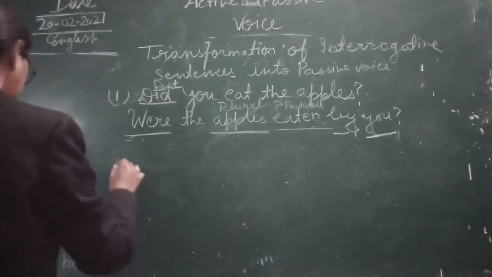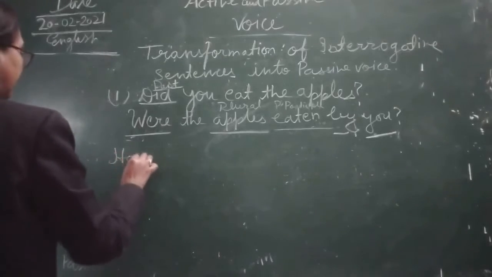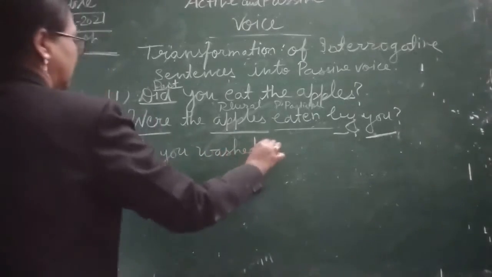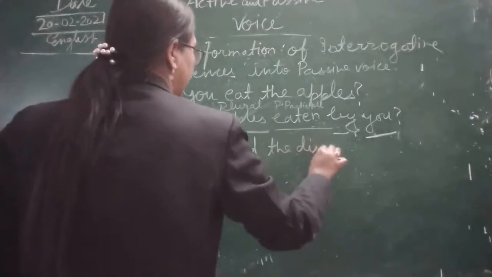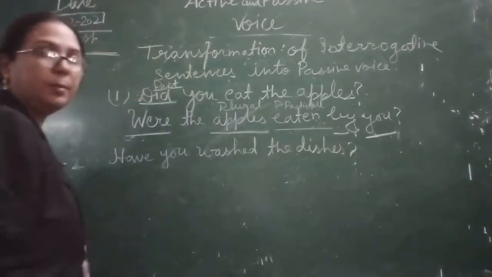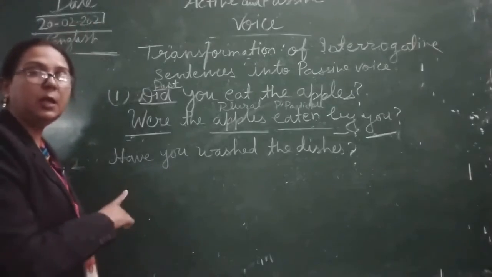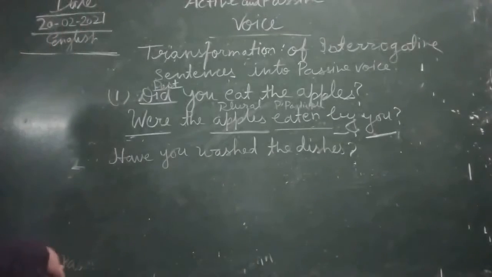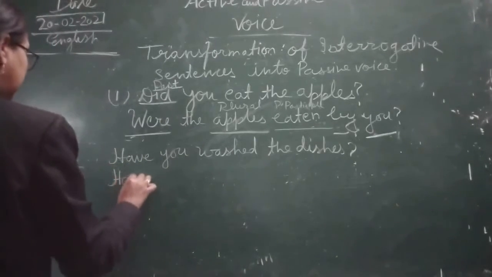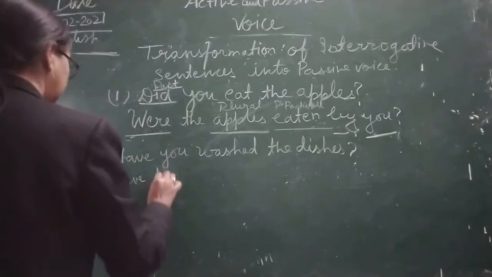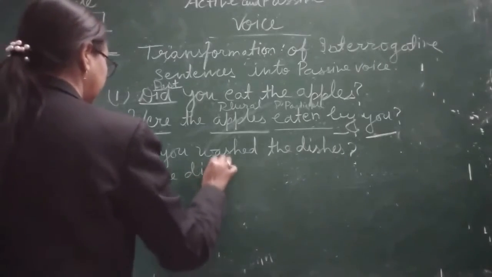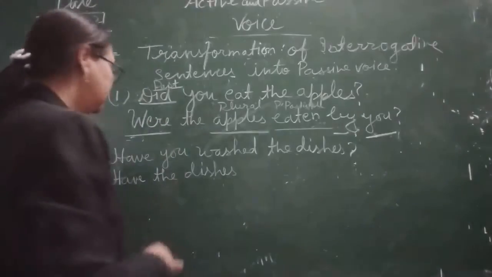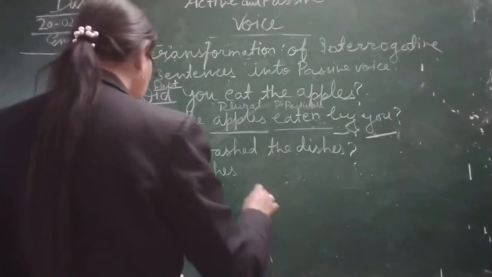That is, have you washed the dishes? Now, again question mark, but the difference is only and only have is used over here. That is why, what we will do? We will just change, have will remain same, have the dishes. Here we will use the same rule as we are doing in the present perfect tense. So, have the dishes been washed?